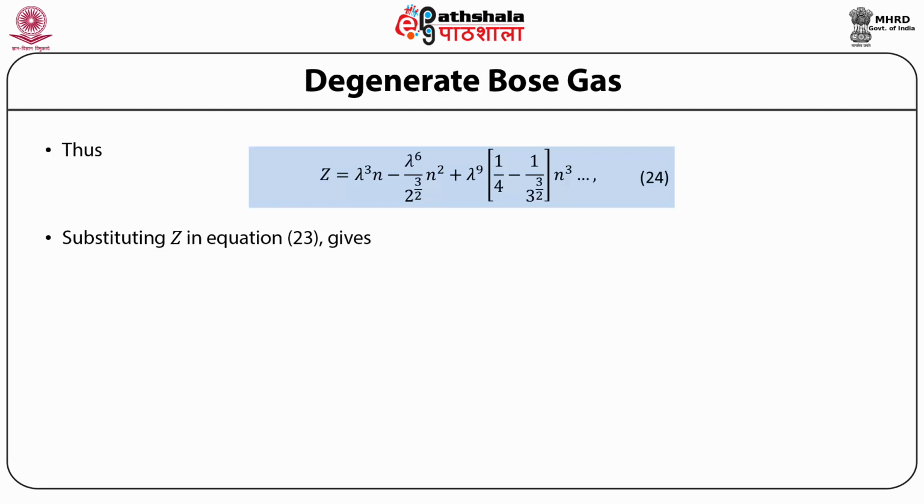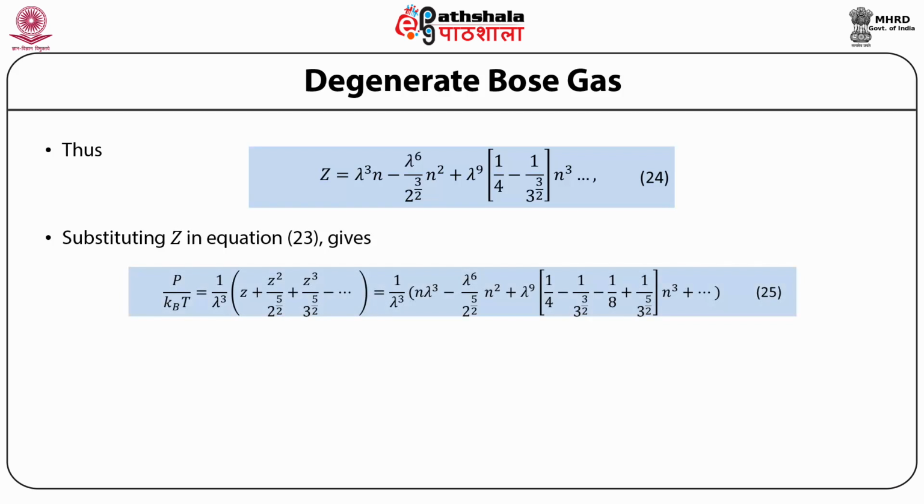Substituting Z in equation 23 gives P upon kBT is equal to 1 upon lambda cube multiplied by Z plus Z raised to power 2 divided by 2 raised to power 5 by 2 plus Z cube divided by 3 raised to power 5 by 2 and so on, which is equal to 1 upon lambda cube multiplied by n lambda cube minus lambda raised to power 6 divided by 2 raised to power 5 by 2 n square plus lambda raised to power 9 multiplied by 1 upon 4 minus 1 upon 3 raised to power 3 by 2 minus 1 upon 8 plus 1 upon 3 raised to power 5 by 2 n cube plus so on.